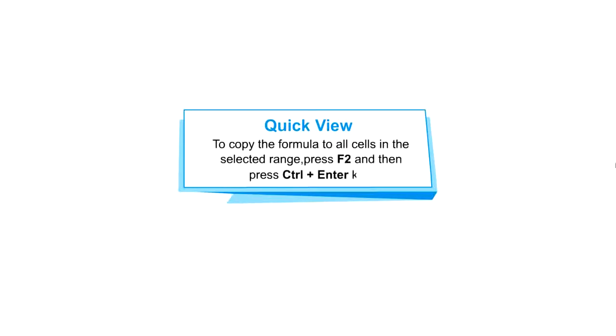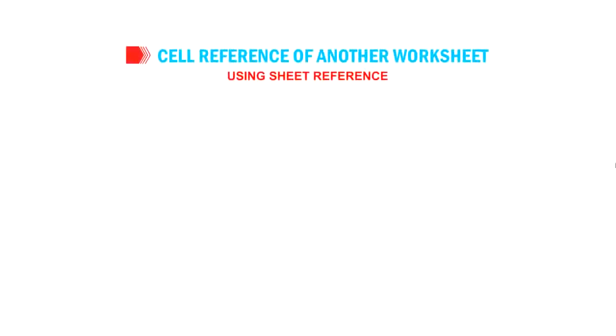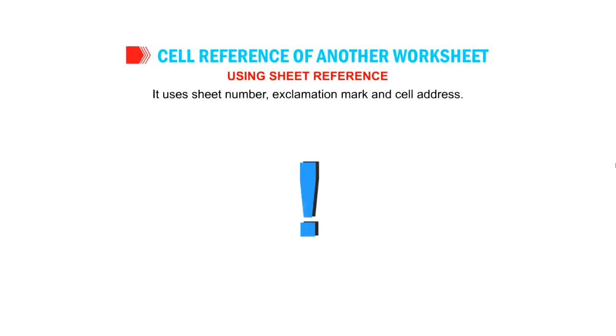Let us know more. To copy the formula to all cells in the selected range, press F2 and then press Ctrl+Enter keys. The second way is by using sheet reference. It uses the sheet number, exclamation mark and cell address. For example, Sheet1!D2. Let us try to use the sheet reference.